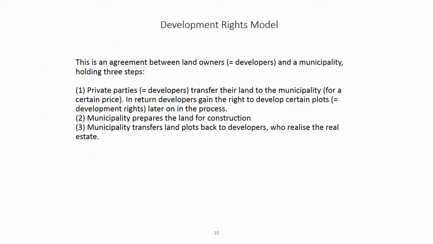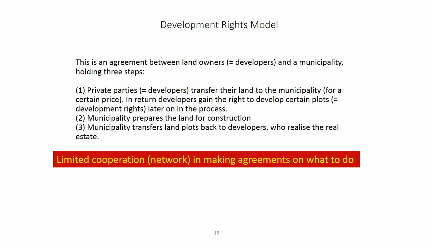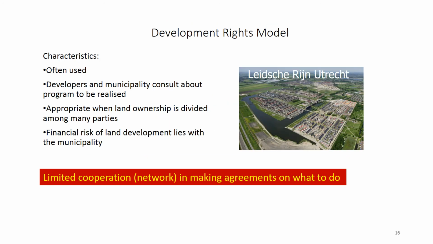The next model is that of the development rights model, where there is an agreement between landowners and the municipality, and they make some agreements on how they do the work and what shall be developed. So there is a transfer of land, but again, the transfer comes with the right to develop buildings on that land later on in the process. Then the municipality prepares the land for construction and transfers the land back, and then the developers can do their work. Now the important thing is that there is some, although limited, cooperation in making agreements on what to do. And we see that also in these specific characteristics. So it is a model that's often used, but the developers and the municipality consult about the program to be realized, and they make agreements about that.